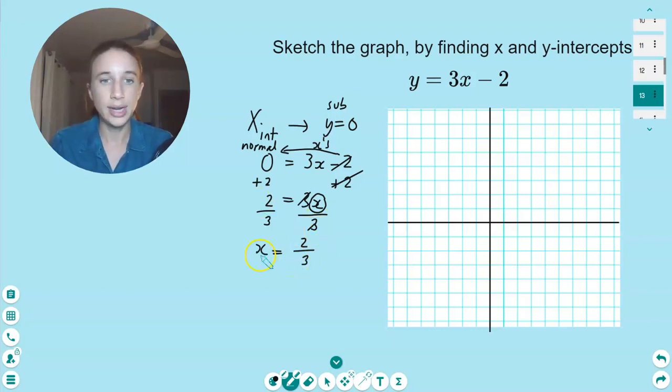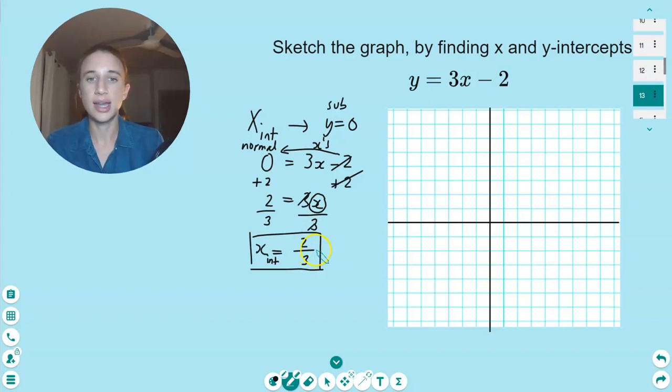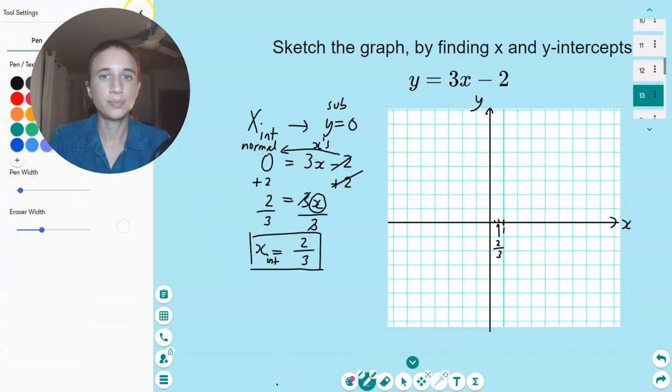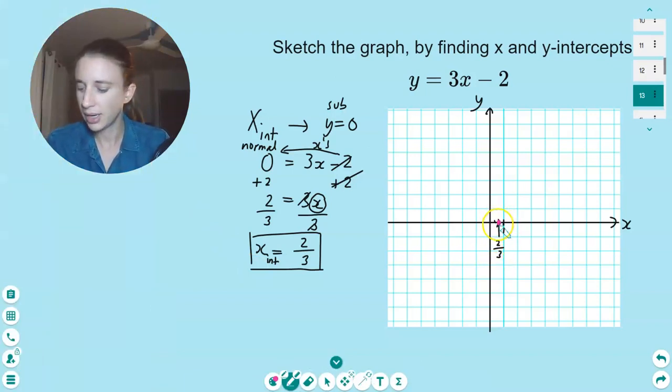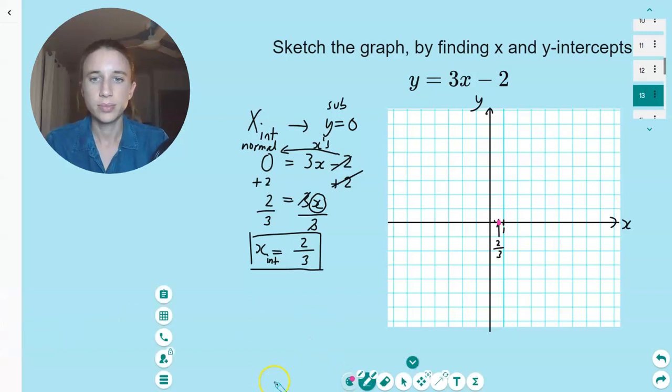All right, looking good. And I'm going to put that x int to remind myself this is just the point where it cuts the x-axis. So I might even plot it right now, actually. Let's plot this point. The x-intercept is 2/3, so 2/3 of the way to 1. Can you see that? If that's 1, that point there is 2/3. And I might plot it in a different color. This is where it cuts the axis.